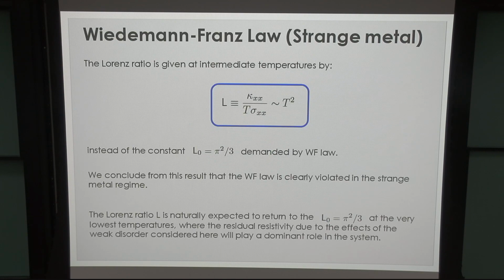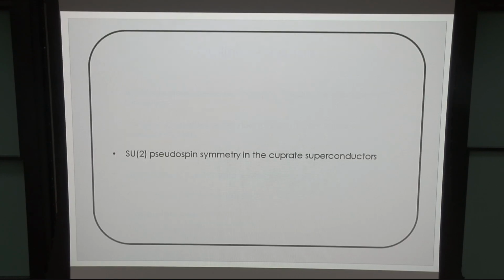what we obtain from our calculations is that the Wiedemann-Franz law is clearly violated within the strange metal regime. Of course, the Lorentz ratio is naturally expected to return to a constant value at very low temperature. So I emphasize here that we are at intermediate temperatures, because the effects of disorder will play a dominant role in this regime.